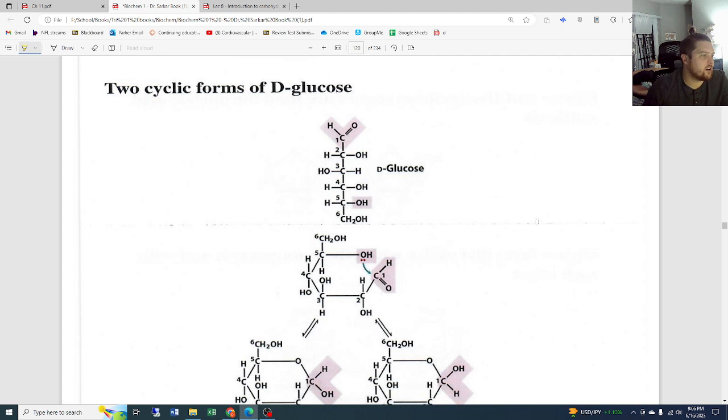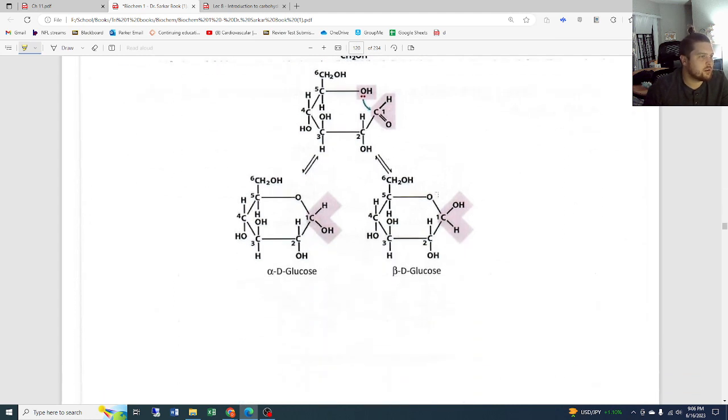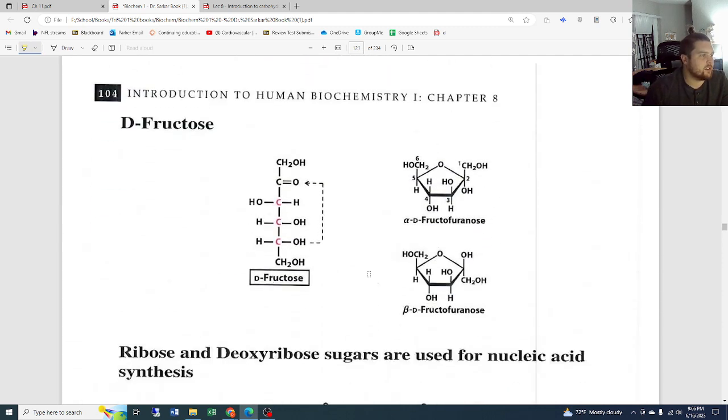2 cyclic forms of D-glucose. So we see just these 2 different alpha versus beta, the slight difference. Again, we don't focus a whole lot on all of this, okay? If anything, I would just make a note that the C1 carbon in glucose is the one that is the difference between the alpha and the beta. D-fructose, same thing. Don't spend all of your time memorizing these shapes and stuff. Don't worry about that. Just know how many carbons there are and know what fructose is, okay?